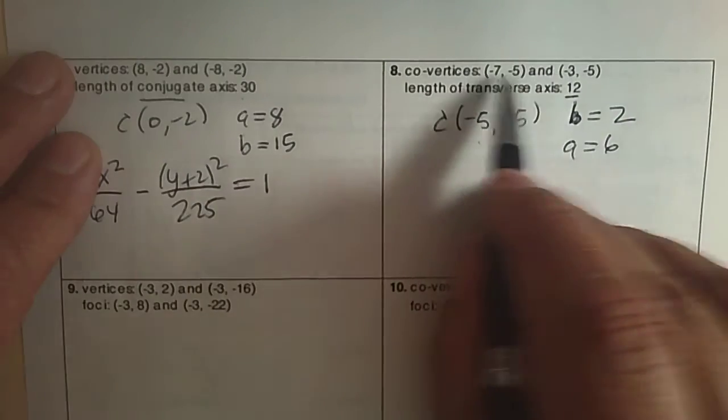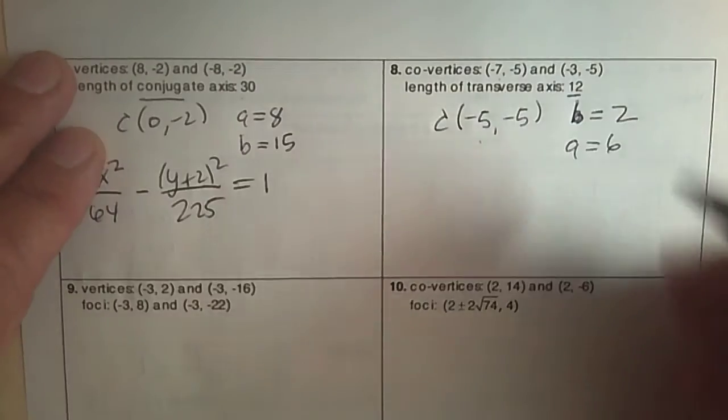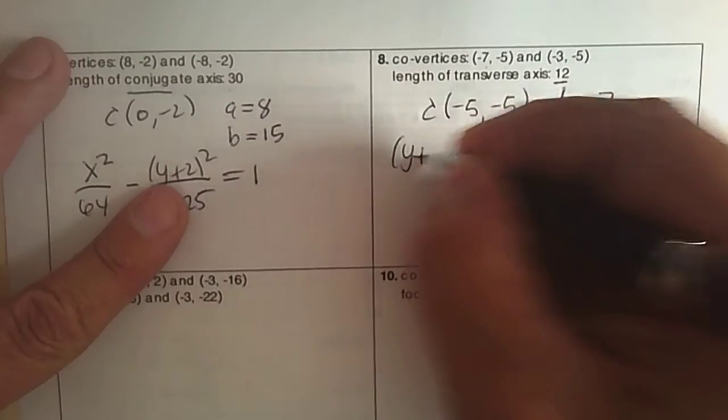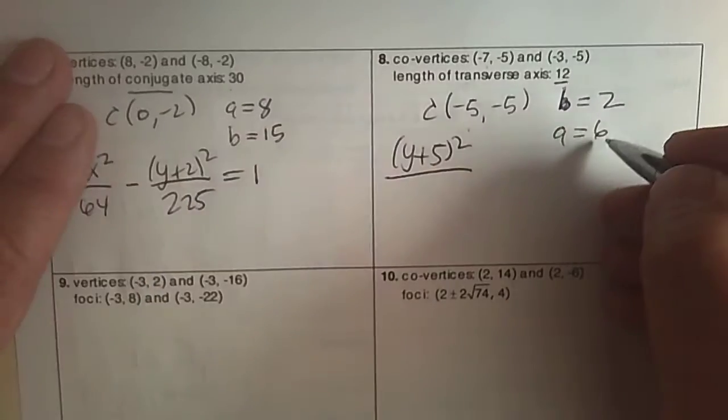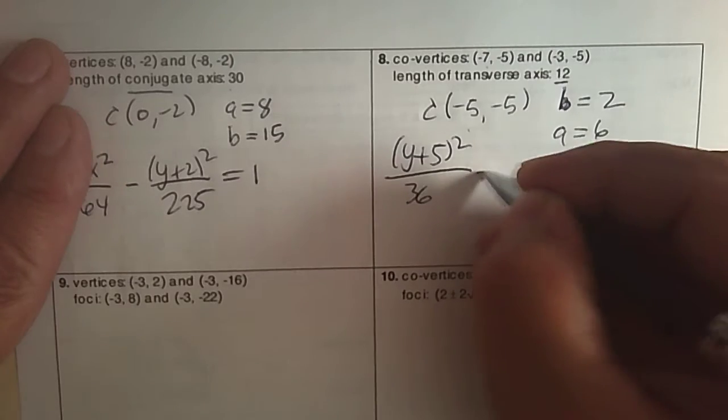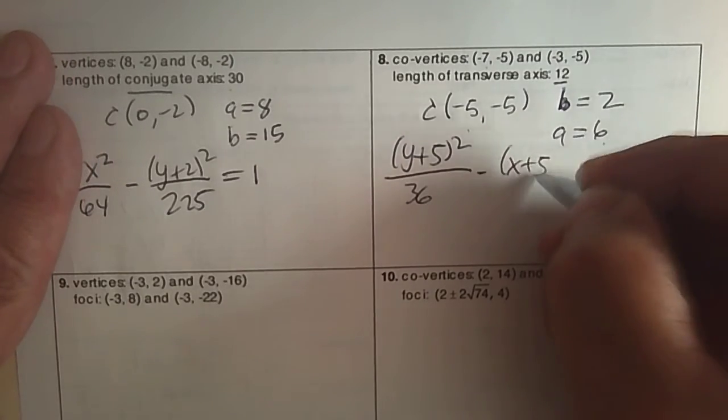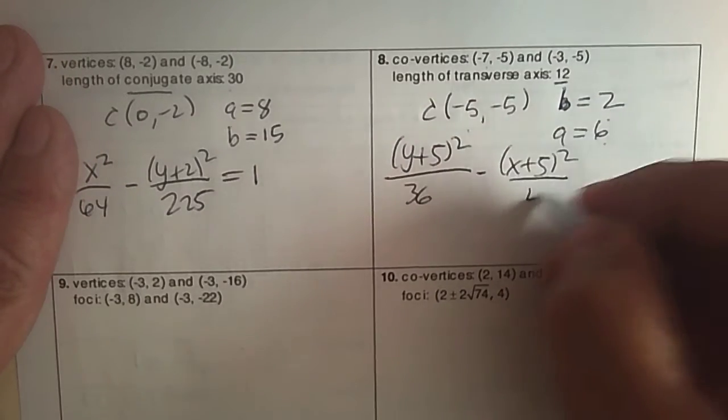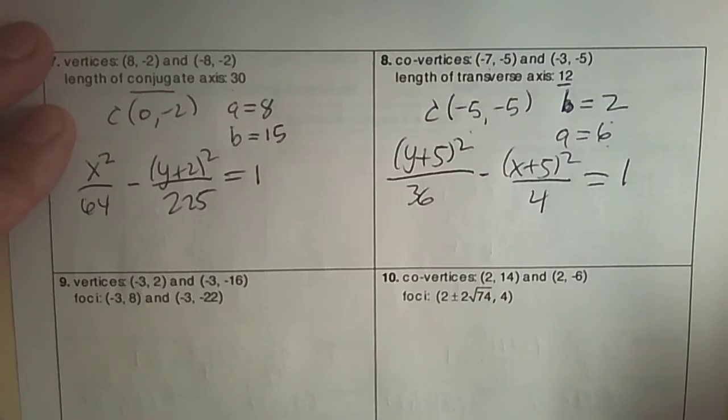Recognize the co-vertices are the x's. So it's the y's that are going to start first. So it's y plus 5 squared. And then 6 squared is 36. Subtract x plus 5 squared, and then 2 squared is 4, and that's equal to 1.